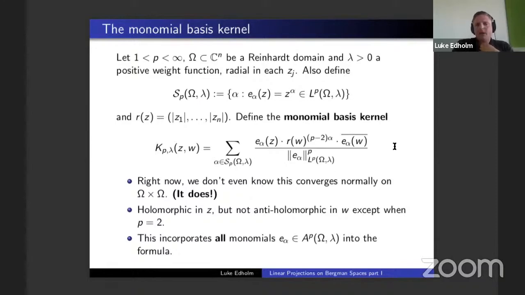Okay. So I can write this down. Right now we don't even know that this is a useful thing to even consider. Does this even converge on Omega cross Omega? It turns out it does. Debraj is going to show that.